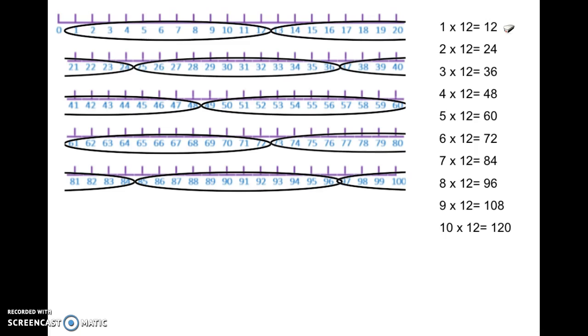Our 12's products are twice the corresponding 6 products. So, for example, if I was looking at my 6's, 1 times 6 would equal 6. My corresponding 1 times 12 is exactly 2 times bigger, right? So if I did 2 times 6, I would get 12. Our 2 times 12 is 24, so it's exactly 2 times bigger. So that's another pattern that you might have noticed.